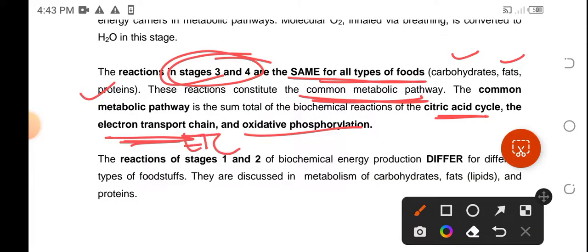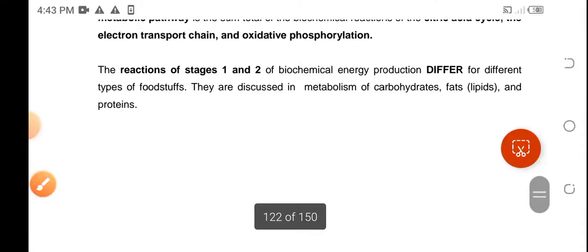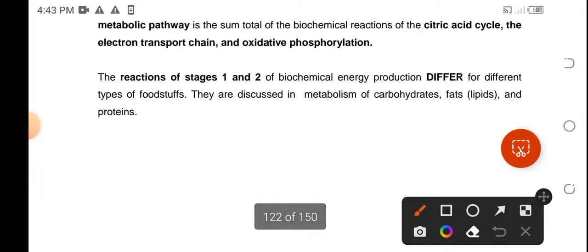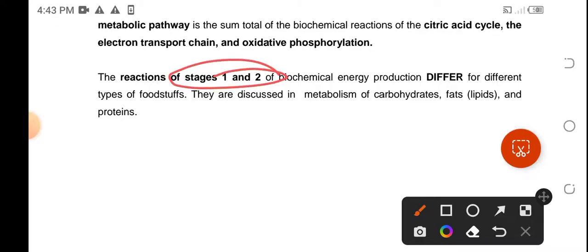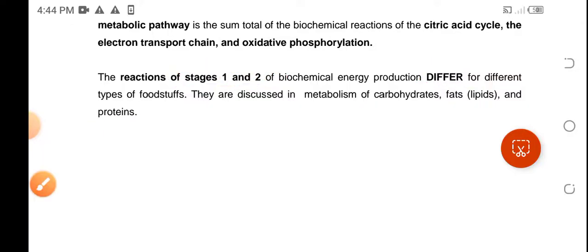Electron transport chain, sometimes we denote it as ETC, and oxidative phosphorylation as OP. Citric acid cycle or CAC. Okay? Or the Krebs cycle paminsan. Okay? So, stage 3 and 4 are common for all types. Stage 1 and 2 naman ay magkakaiba. So magkaiba yung stage 1 digestion and acetyl formation ng carbohydrates, iba rin sa fat or lipids at iba rin siya sa protein group. Okay?